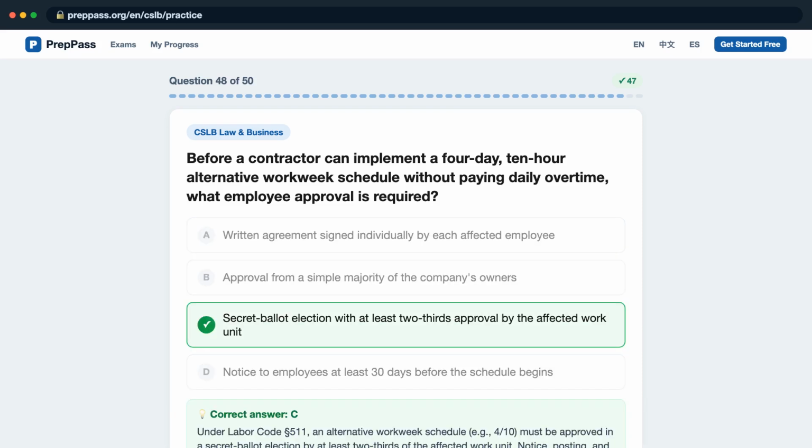The correct answer is C. Under Labor Code Section 511, an alternative workweek schedule, e.g., 4/10, must be approved in a secret ballot election by at least 2/3 of the affected work unit. Notice, posting, and DIR reporting are required, but individual signatures or owner approval do not satisfy the statute.